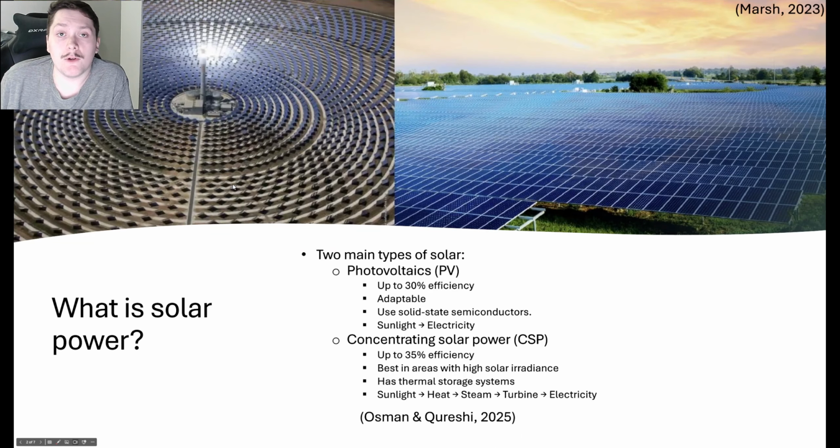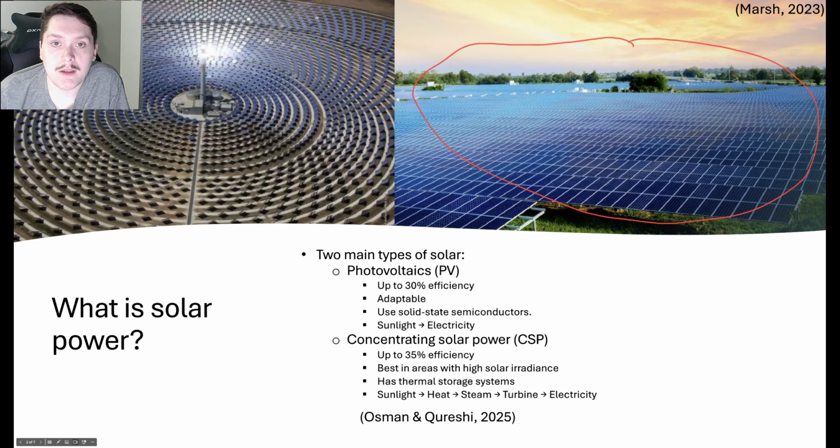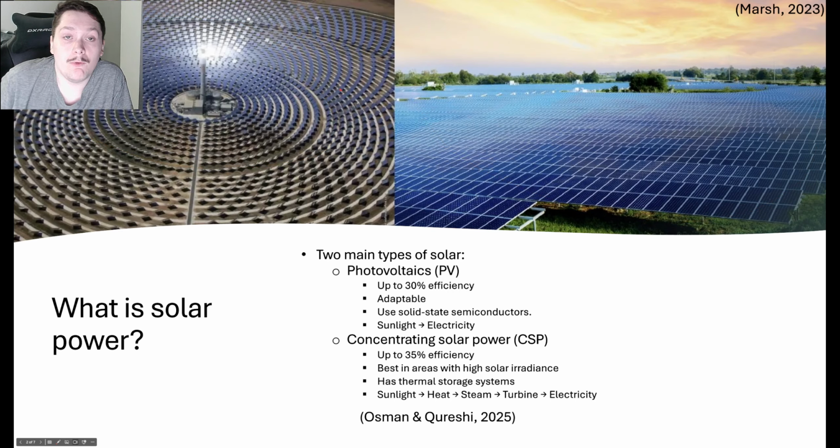So what is solar power? Solar power essentially generates electricity from sunlight, with the sunlight being in the form of photons. You can see here on the right there are photovoltaic panels, and on the left there is a concentrating solar power plant. So photovoltaic panels will, in essence, just convert sunlight directly into electricity through the use of solid-state semiconductors. They are up to 30% efficient, meaning that they will convert up to 30% of the sunlight absorbed into electricity.